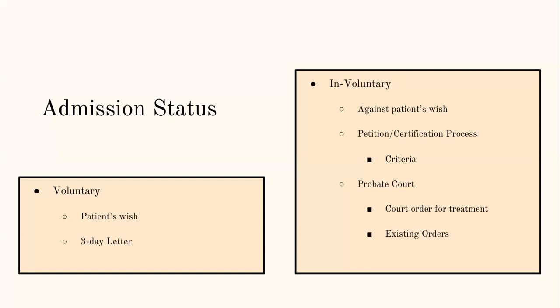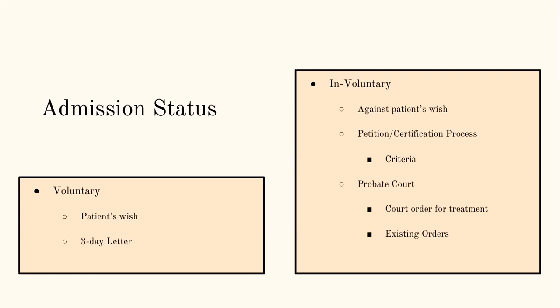Since they are already on a court order for treatment, we do not have to go through the petition and certification process all over again. Other reasons why a patient may be brought to probate court is to set up guardianship, which is kind of like a durable power of attorney, but more of a psychiatric approach. Basically, the guardian is in control of making decisions for that patient. The patient has to be determined to be incompetent and unable to make those decisions for themselves.